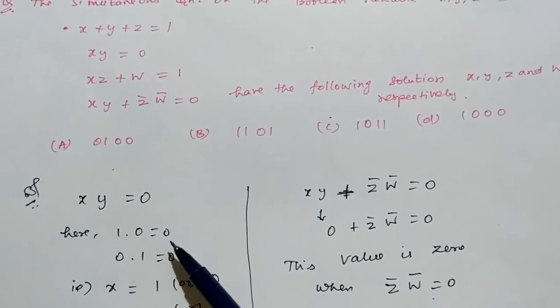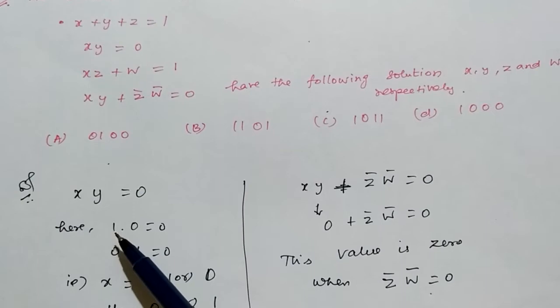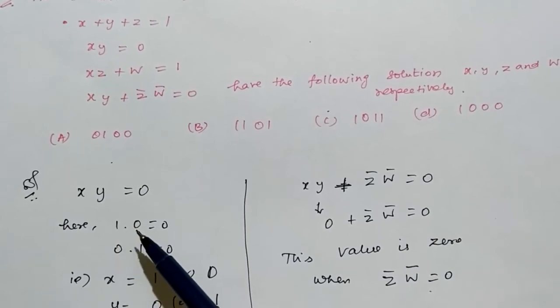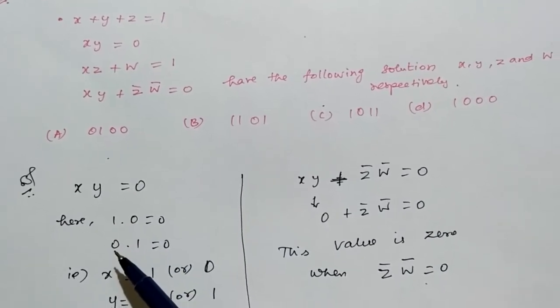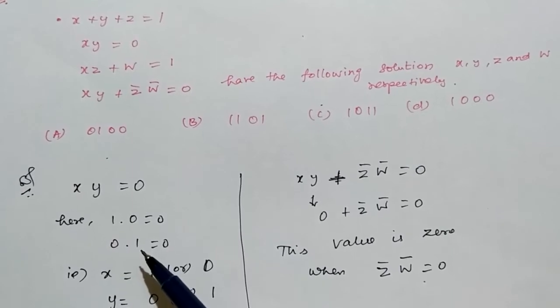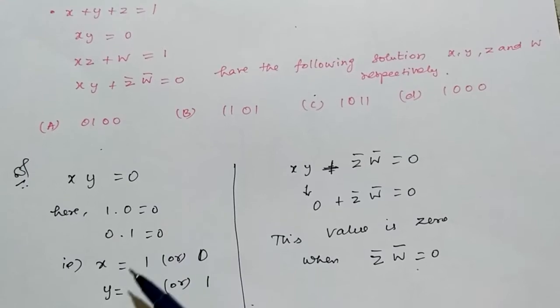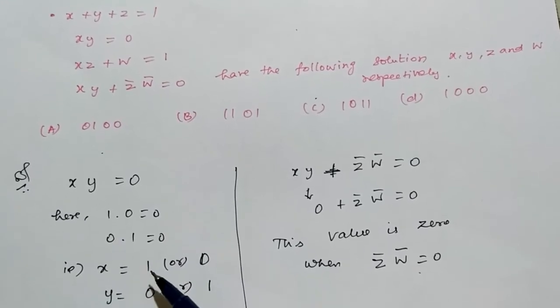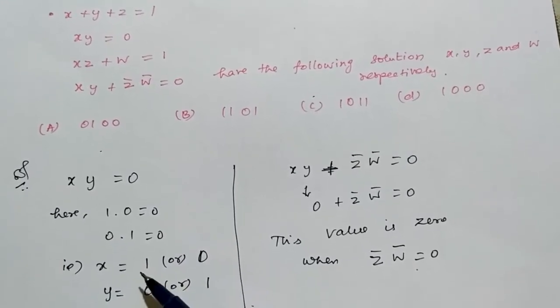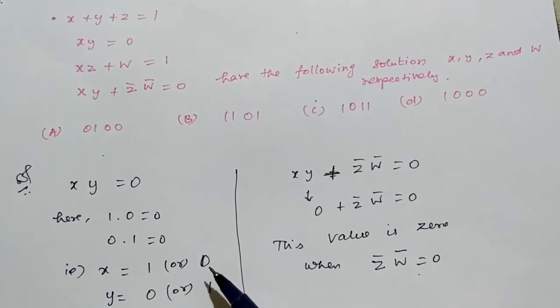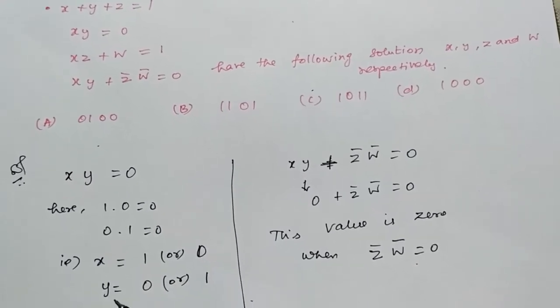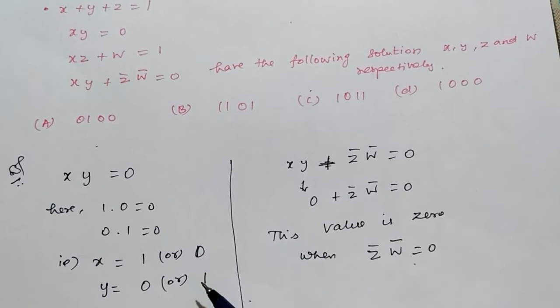Our result is 0 when x is equal to 1 and y is equal to 0, or x is equal to 0 and y is equal to 1. So in these two cases the result is 0. That is, x is equal to 1 or 0, or y is equal to 0 or 1.